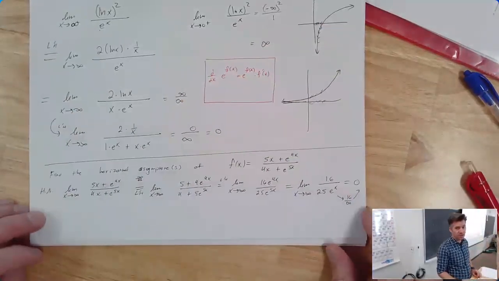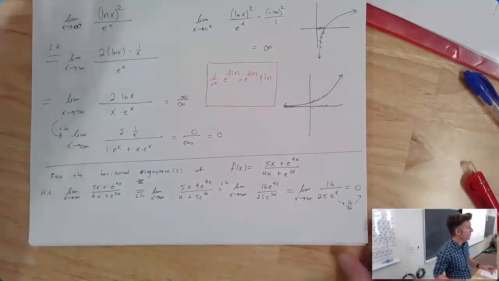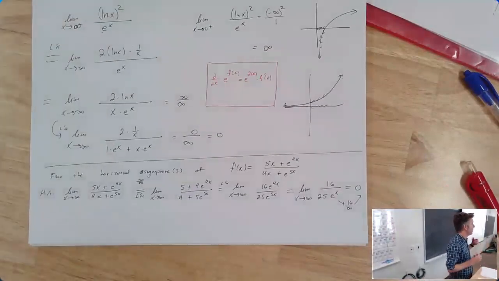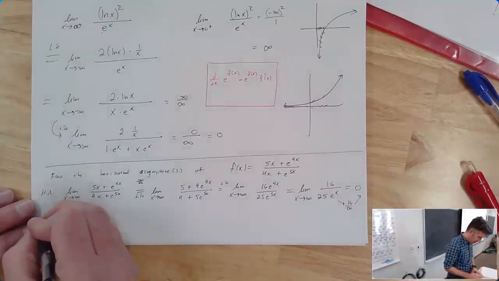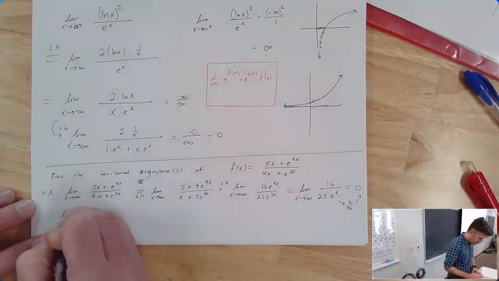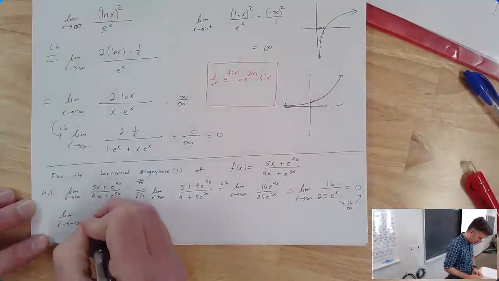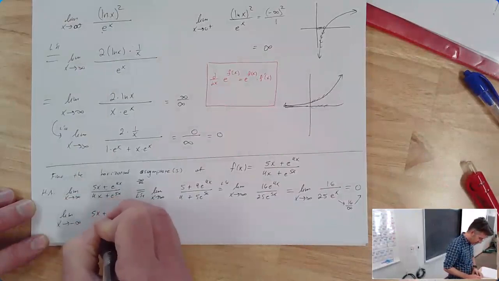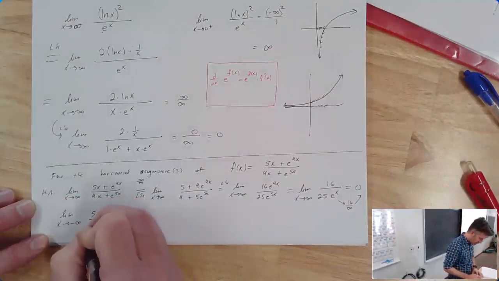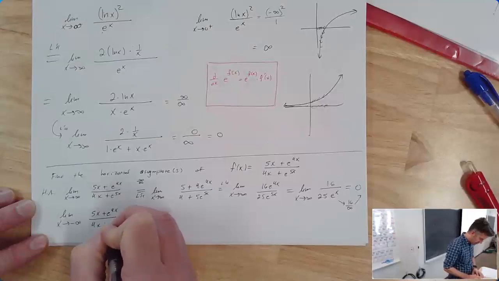Okay, now normally this isn't an issue, but it is here. We might have a different horizontal asymptote to the other side. So we look at the limit as x goes to negative infinity of 5x plus e to the 4x over 4x plus e to the 5x.